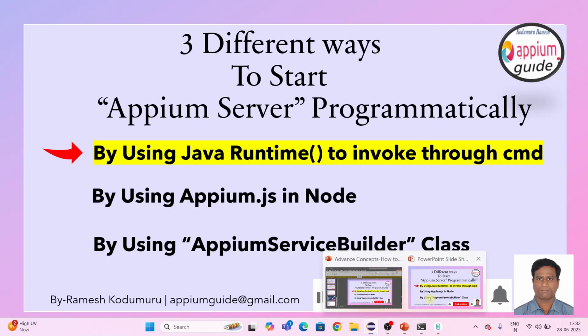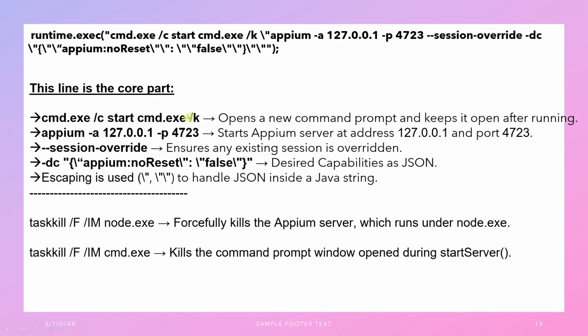So go back to the PPT here. This is the command we need to run. What I will do is divide this command into two. Till here, /k is related to the command prompt, and from appium till the end is related to the Appium command. I'll explain each and every argument so that you can understand what exactly we are doing in the background.